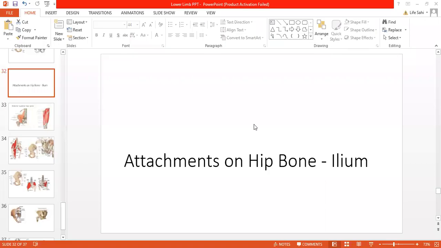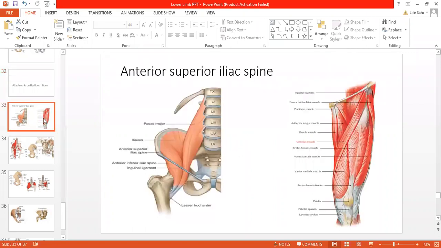So today we shall be starting with the attachments on the hip bone. So first of all, attachments on the ilium. If you recall your knowledge from previous lectures on the bony features of the ilium, you know that anterior superior iliac spine is the one end or the anterior limit of the iliac crest of the ilium, right? This limit of the iliac crest, which is called anterior superior iliac spine, gives attachment to lateral end of the inguinal ligament. This ligament extends from the anterior superior iliac spine till pubic tubercle, right?